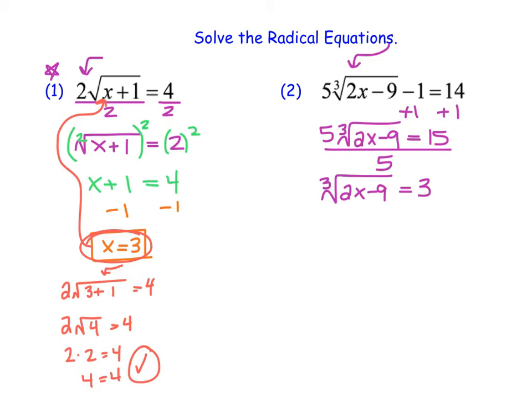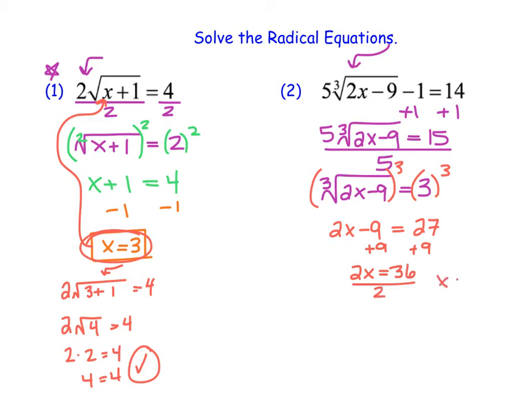Then I undo the root by taking the power of each side. Here, because I have a root of 3, I'm going to cube each side of the equation. Cubing undoes a cube root. So on the left-hand side, I'm left with 2x minus 9 is equal to 3 cubed, which is 27. Now I simply need to solve the little equation I have left. I add 9 to each side, so I have 2x is equal to 36. I then divide both sides by 2, and I find x is equal to 18.